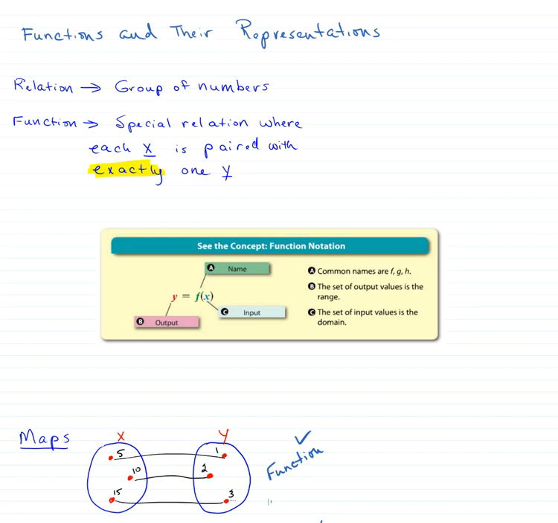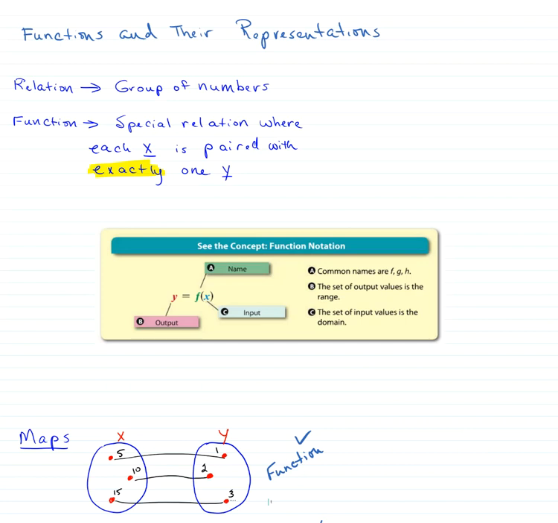But a function is a special relation where each x is paired with exactly one y, and that word exactly is crucial. So each x can only be paired with one y. And then we have this picture here talking about function notation. So y can be the same thing as f of x. X is your input, and then you call it f of x, g of x, h of x, whatever, and your output is the y values. So the set of input values are the x's, and that is your domain. The output is your range.